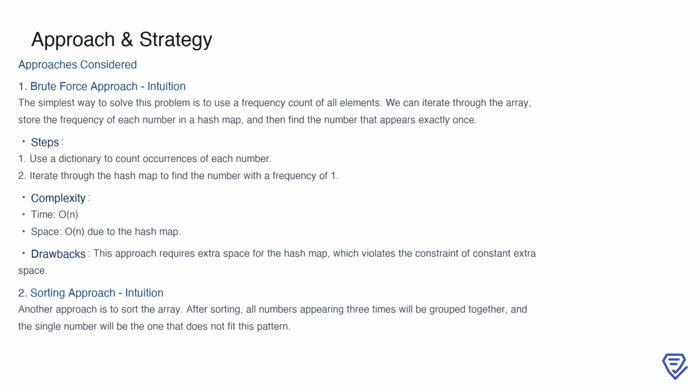Another option is the sorting approach. By sorting the array, we can group numbers that appear 3 times together. The single number will stand out as the one that does not fit the pattern. This method reduces space complexity to O(1) if sorting is done in place, but it increases time complexity to O(n log n) due to the sorting step, which violates the linear time constraint.